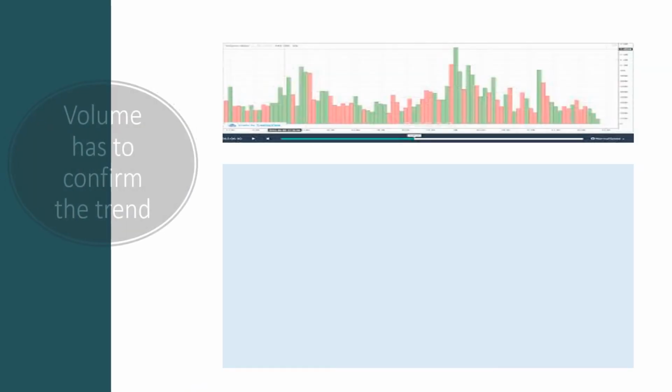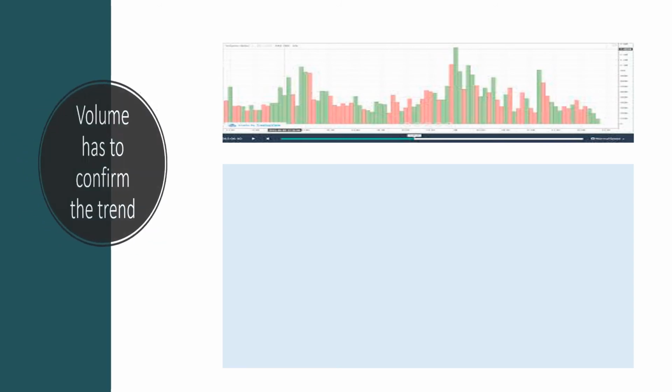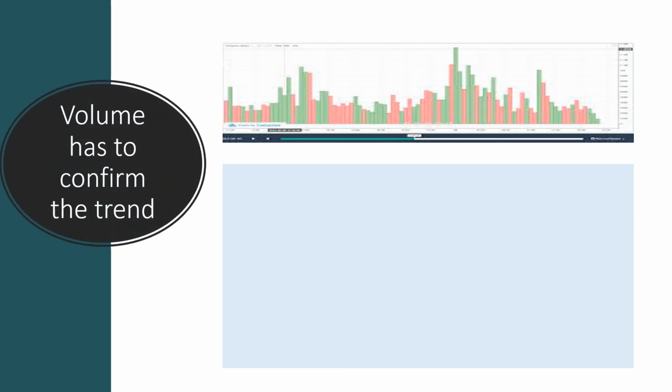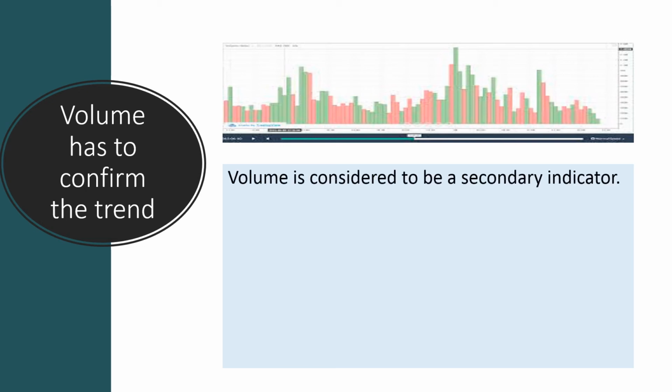In Dow theory, volume has to confirm the trend. This means volume has to increase or expand in the direction of the existing trend. If volume does not expand in the direction of the existing trend, then this is seen as a sign of weakness in the trend and may potentially lead to a weakening or reversal of the existing trend. It should be noted also that volume is considered to be a secondary indicator.